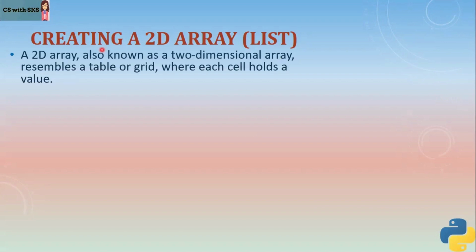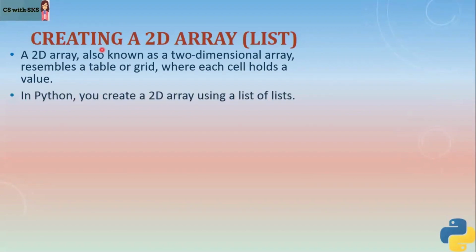A 2D array is basically a two-dimensional array where data elements are arranged in the form of a table or a grid. The arrangement is in rows and columns, and each individual element has some value, and we should be able to access that value. In Python, we can create a 2D array using a list of lists, that is, nested lists.